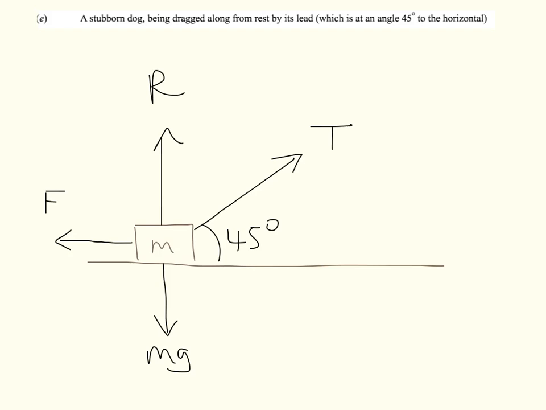But the dog is being dragged along from rest. Therefore, it's accelerating, and that needs to go into the diagram too, or else it's wrong. It's optional to put the velocity in.